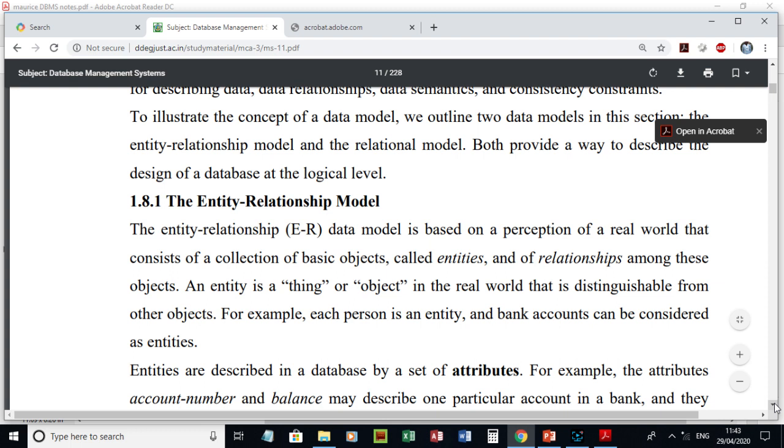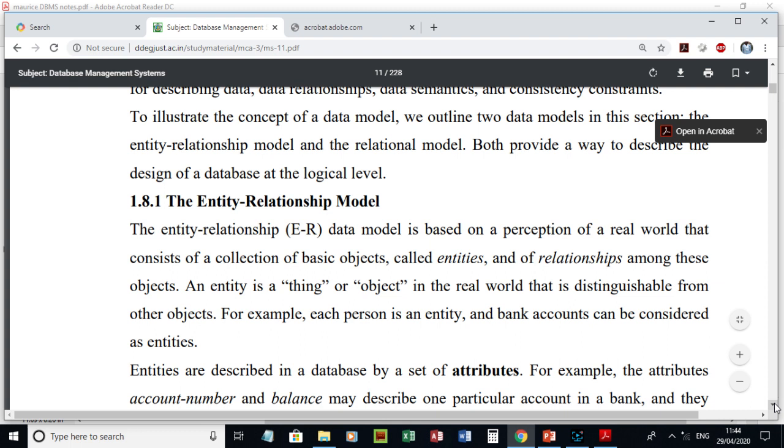Entities are described in a database by a set of attributes. Entities have attributes, characteristics, features. So entities are described in a database as attributes. Remember, what do we need to describe the attributes? The schema. We describe the attributes of the table we want to design.